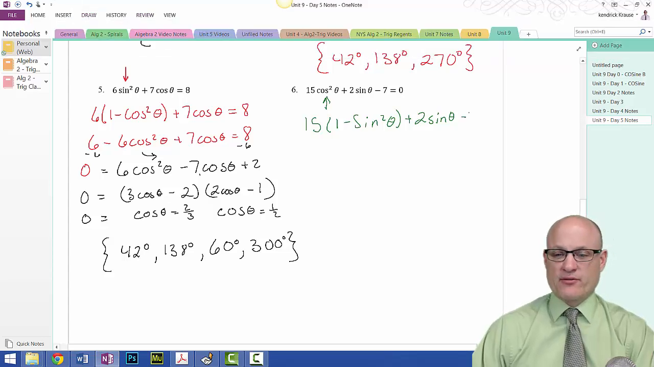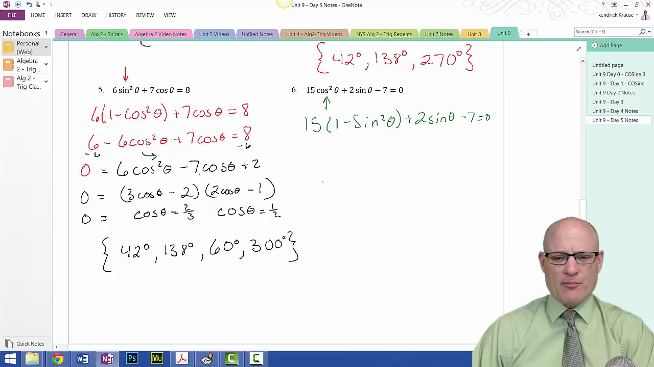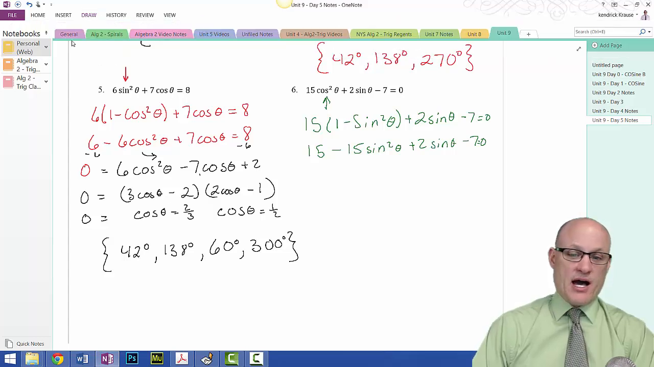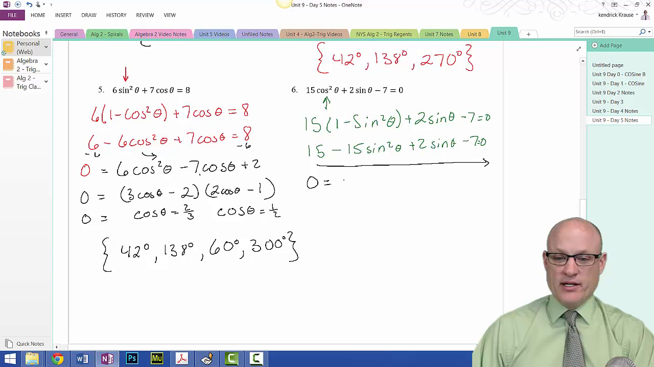I'm sorry, I forgot the -7 here. So all I did was replace the cosine squared with 1 minus sine squared. Not a big deal. Distribute. We'll distribute 15 minus 15 sine squared theta plus 2 sine theta minus 7 equals, that was some sick writing right there. Amazing. I am going to move all of this stuff to the other side. So that means 0 is going to be left on this side. And I will have positive 15 sine squared theta minus 2 sine theta.